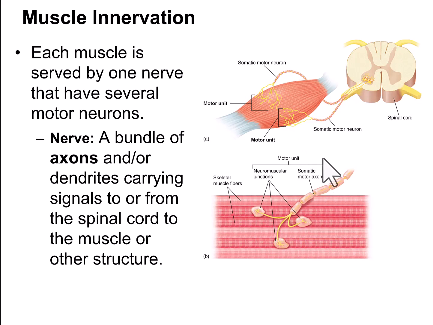Here's the axon of this neuron. Neuron has a cell body. It typically has dendrites, then an axon that comes out and innervates what it's going to be innervating. So a nerve is just a bundle of axons and or dendrites carrying signals to or from the spinal cord to the muscle or another structure. It could be, for example, a gland, or it could be another neuron.